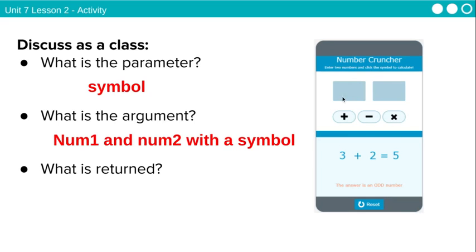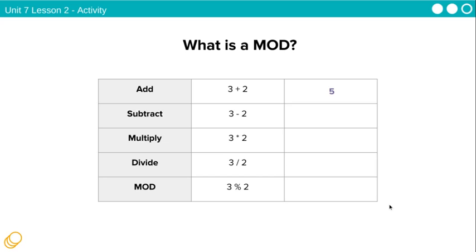The arguments are number 1 and number 2 with this symbol, which has created an equation. And what is returned is an answer. A quick discussion on what's a mod. You're familiar with the 4 basic math functions: add, subtract, multiply, and divide. And if we were to do a sample equation, here are the correct answers.